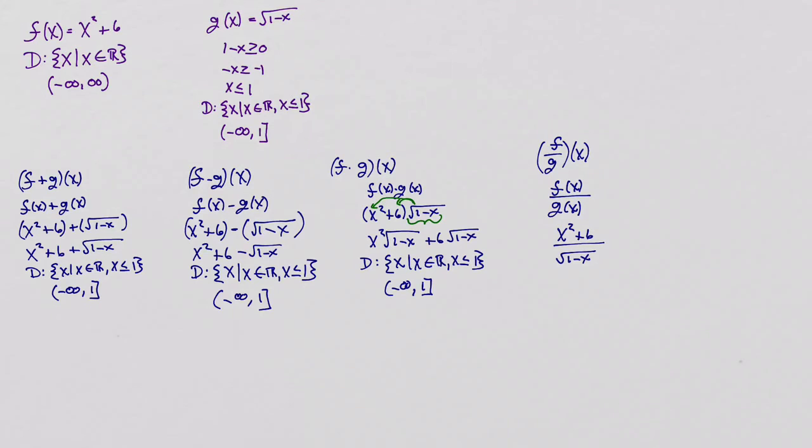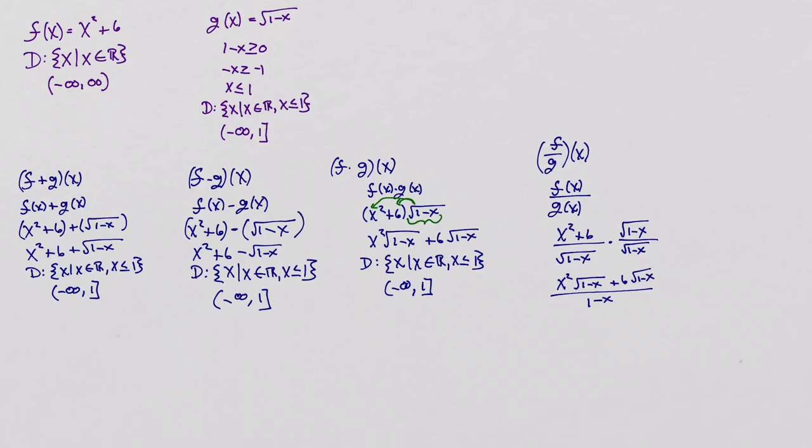Now this, I don't like having the square roots in the bottom, so we need to multiply it by that fancy 1. So this becomes the square root of 1 minus x over the square root of 1 minus x. Once you multiply these out, you end up getting x squared times the square root of 1 minus x plus 6 times the square root of 1 minus x, all over 1 minus x. Here's where your domain changes, because you can never divide by 0. So we're going to take our denominator and set it equal to 0 and see what new restriction is on our previous domains.